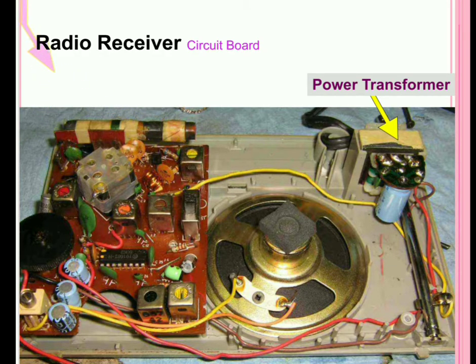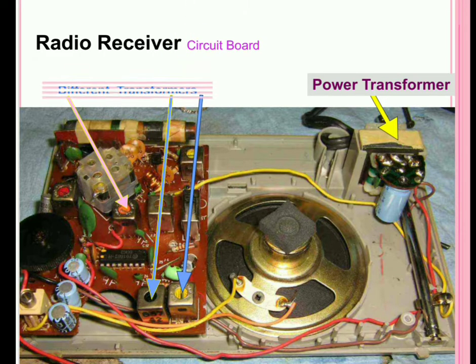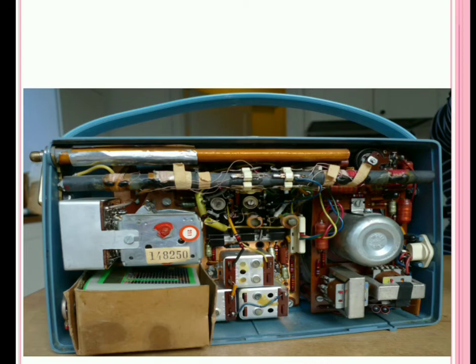Here you have other types of transformers, different types you can see. So there are about 5-6 different types available on the board in our radio receiver. So this is another radio receiver.